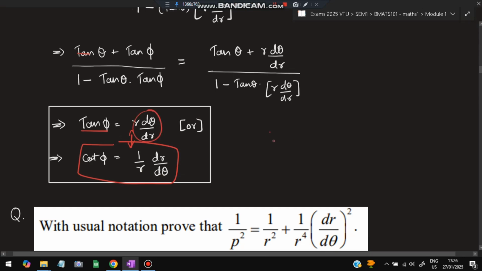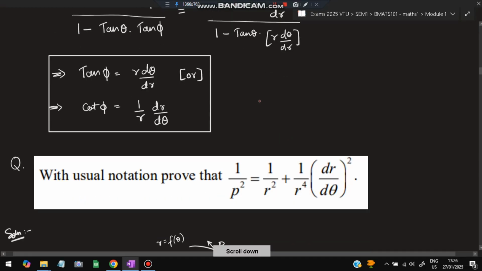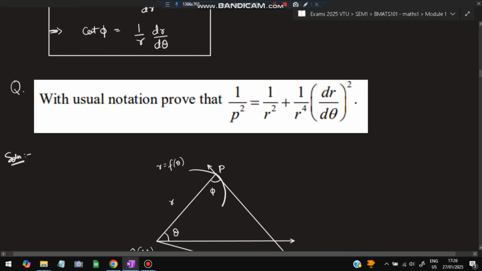Okay, practice this 3 or 4 times. This is the most repeated question from the M1. Don't miss this one. Moving on to the second super important proof, we have: with usual notation, prove that 1 by p square is equal to 1 by r square plus 1 by r to the fourth times dr by d theta square.